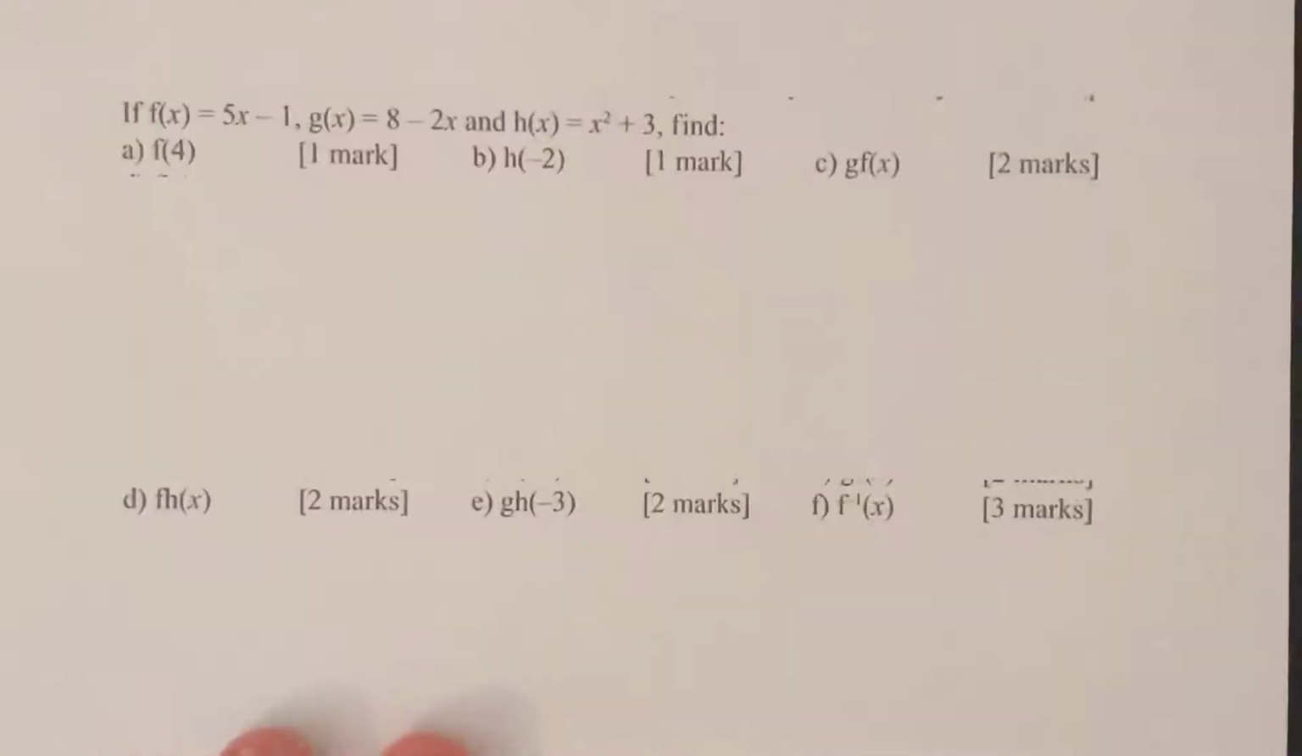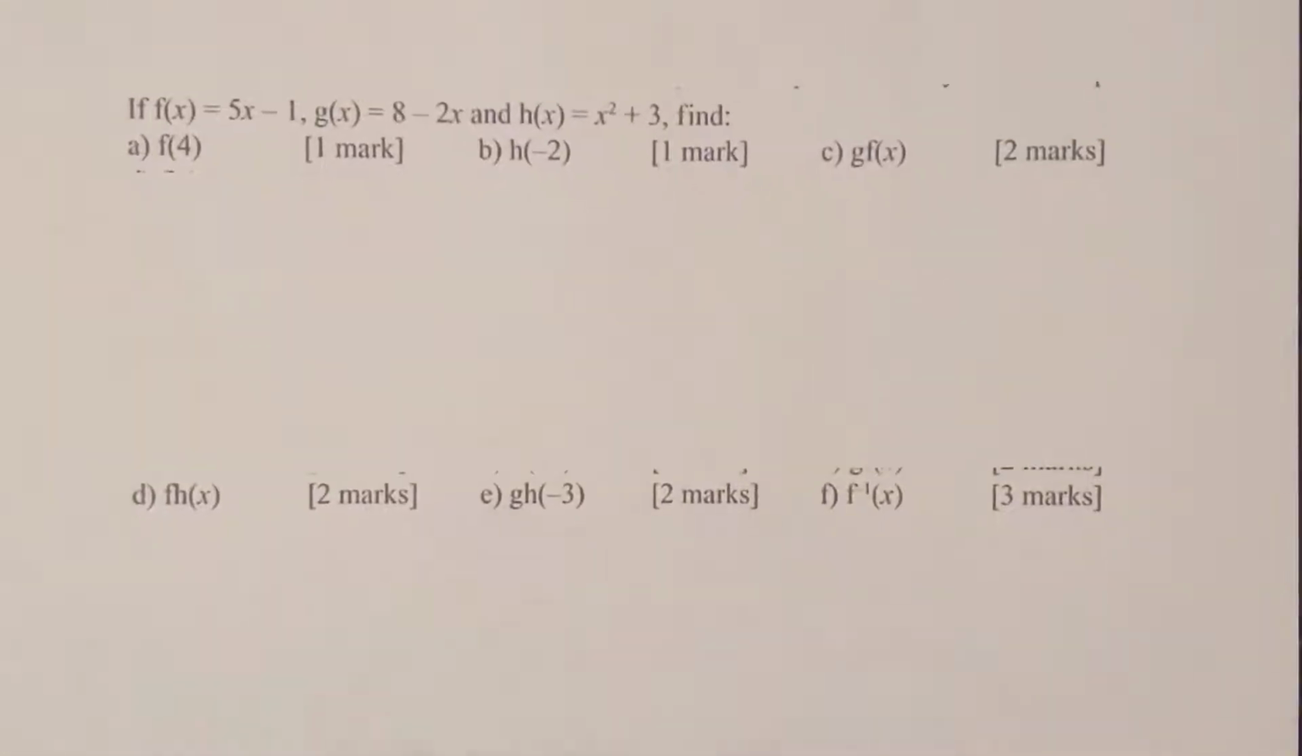If you haven't done so already, make sure you have read through the CGP revision guide page covering these topics, as I'm going to assume a lot of that knowledge. But I thought it would be useful for us to work through the questions that come at the bottom of that page. If f of x equals 5x minus 1, g of x equals 8 minus 2x, and h of x equals x squared plus 3, find, and then a bunch of different functions.